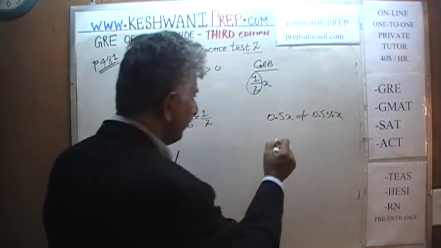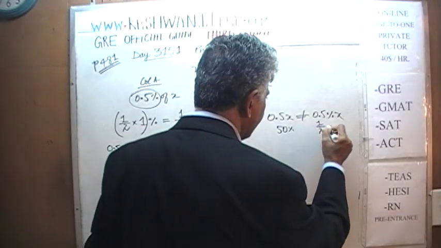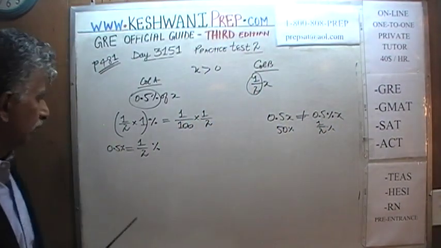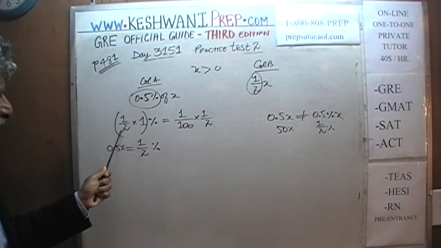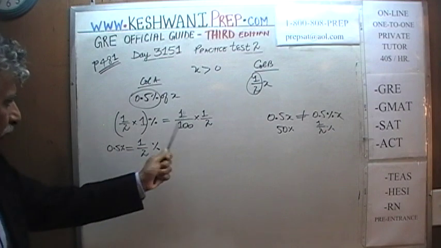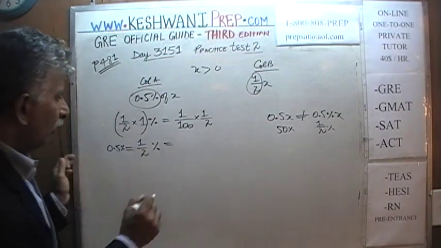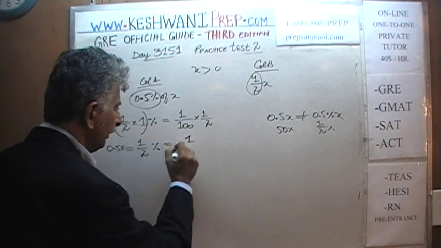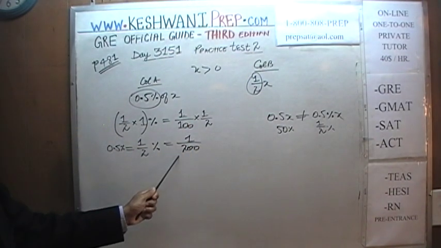0.5 of x means 50% of x. And that's 0.5%. They're not the same quantity. So, one more time. 1% is 1/100. Therefore, 0.5% would be, multiply both sides by half, 1/2 of 1/100. You see, 1 times 1 is 1, and 2 times 100 is 200, so 1/200. So 0.5% of something is the same as 1/200.